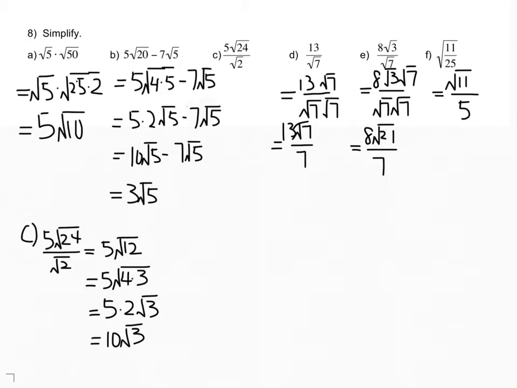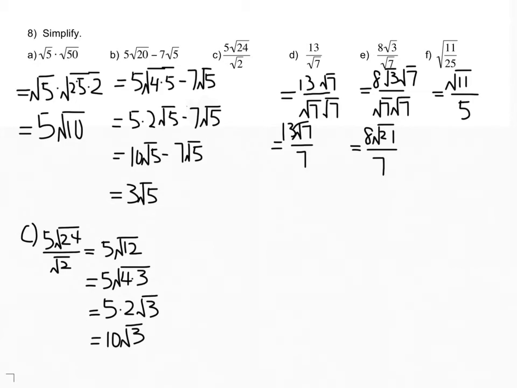So take a look at letter A. Square root of 5 times square root of 50. So for 50, I can break it down to 25 times 2. So reduces the answer down to 5 times square root of 10. How do I get the square root of 10? That's 5 times 2. Letter B, 5 times square root of 20 minus 7 square root of 5.